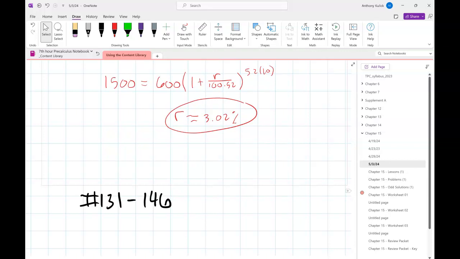So this is not due Sunday. This will be next Sunday. What's due Sunday? 37 through 130. And then Delta Math. Everybody cool? All right, I'm done now. Yay.